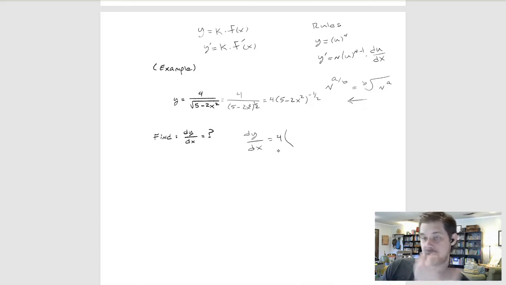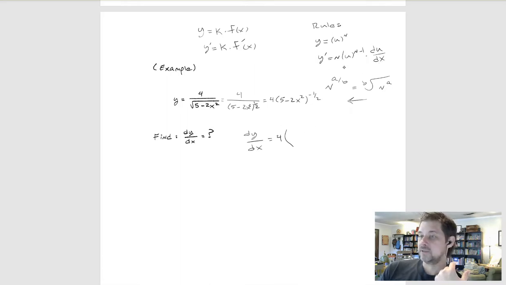Okay, just carry down the 4. You don't do anything with the 4. It's not involved with this rule at all. So okay, the derivative is 4 times whatever the derivative of 5 minus 2x squared to the negative 1/2 power is. So now I would apply this rule right here.